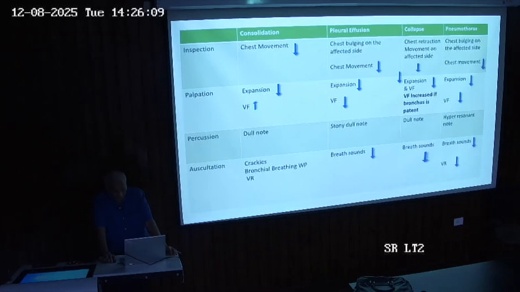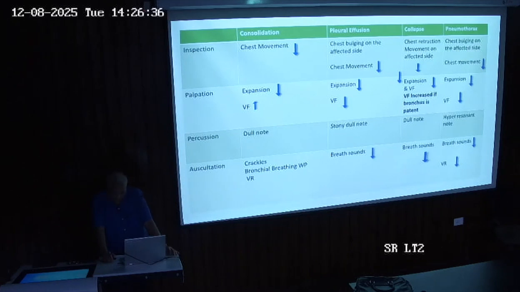In collapse of the lung there is chest retraction because the air has been absorbed, movement of the affected side would be diminished, expansion and VF would decrease. VF is increased if the bronchus is patent or communicating. Dull note on percussion and diminished breath sounds because of lack of aeration.